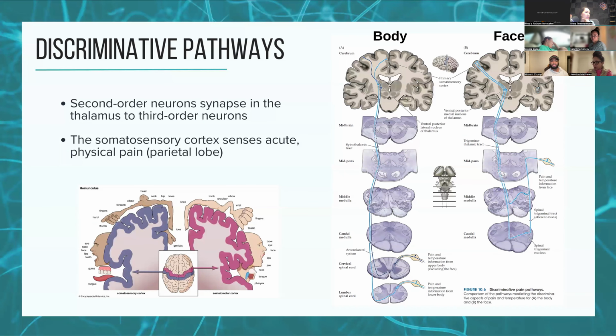So when it comes to traveling up the spinal cord, we're going all the way up to the thalamus. Like I said, the thalamus is like a relay center, and that then shoots these third order neurons to different parts of the brain. And there are lots of brain regions that are involved in your sensation of pain. But the first area is going to be the somatosensory cortex.